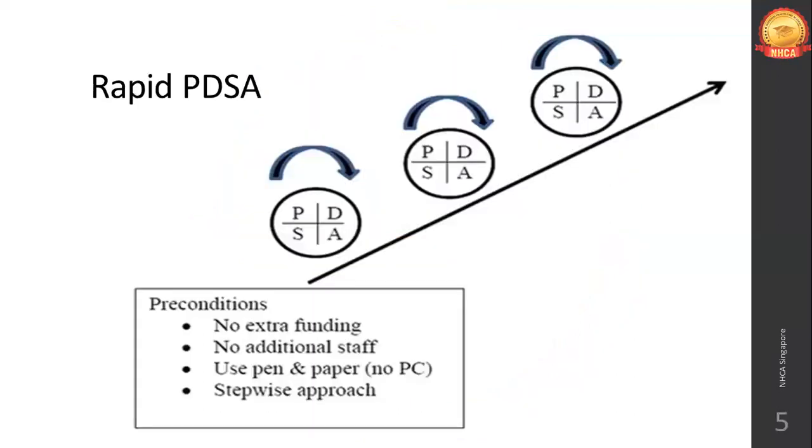Next is rapid PDSA. This is a trial and error kind of strategy. You can do trial and error two to three times or more. Whatever you do as a trial and error, you test and find the result. You see what works, what does not work. When you do a trial and error kind of situation in the hospital or in your organization, that is rapid PDSA.